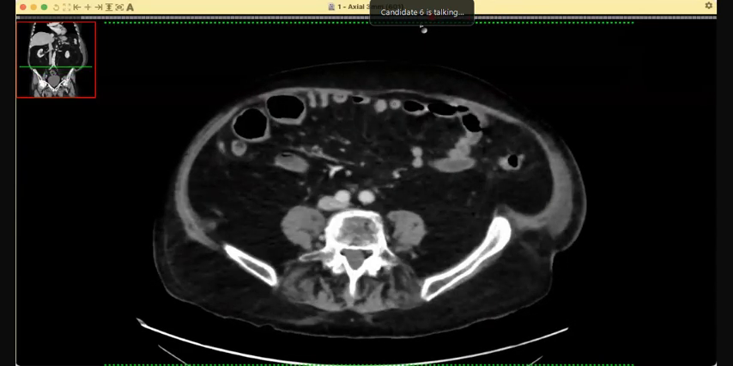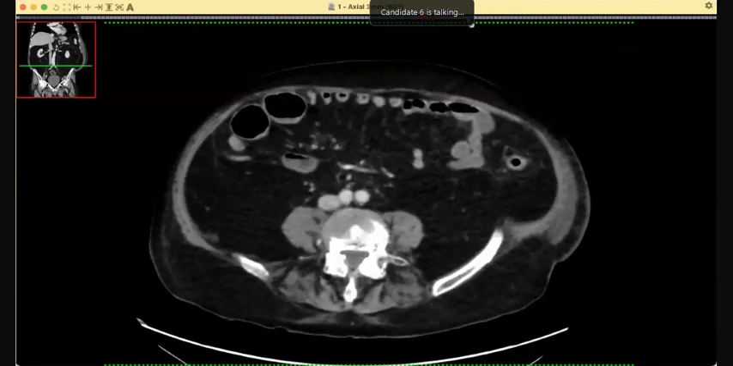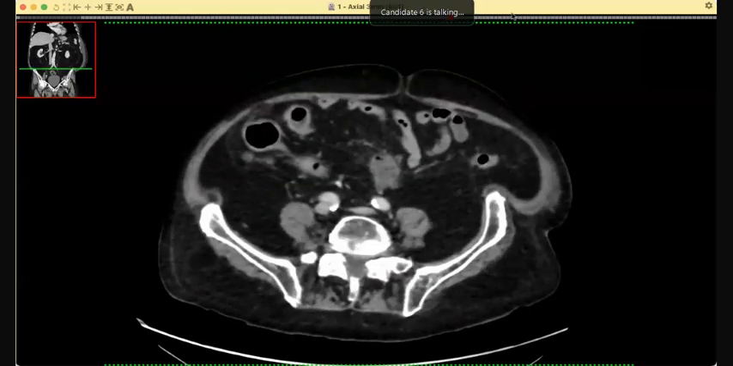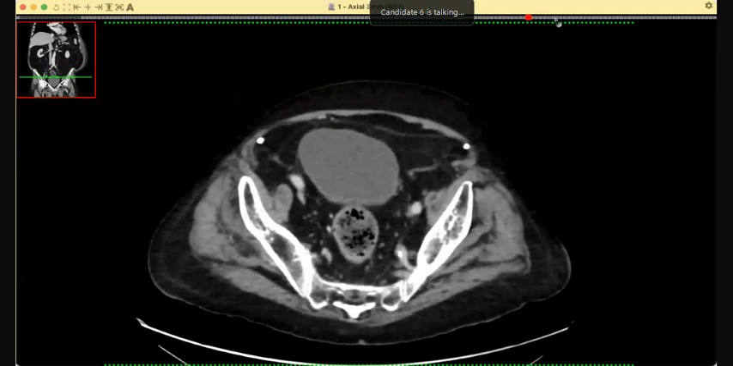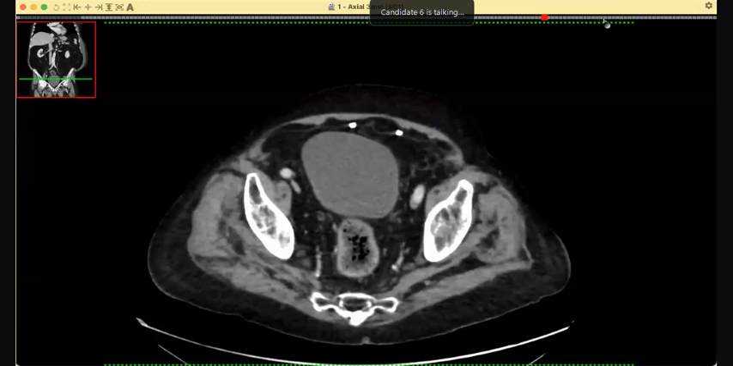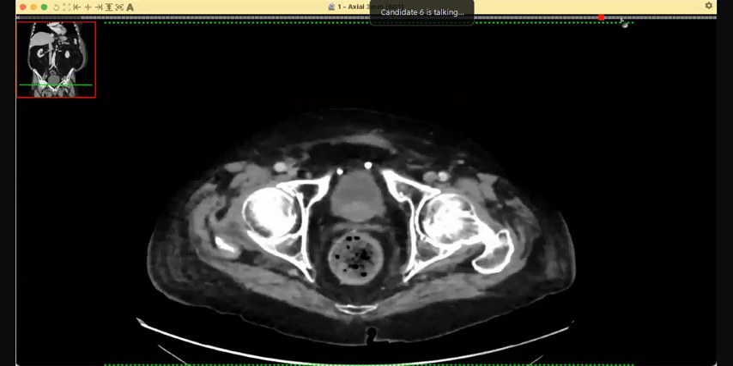So I would urgently inform my findings to the referring team regarding this being the source of infection and refer this patient to the surgical team for appropriate management. And this patient would also need to be on an antibiotic cover. Thank you.